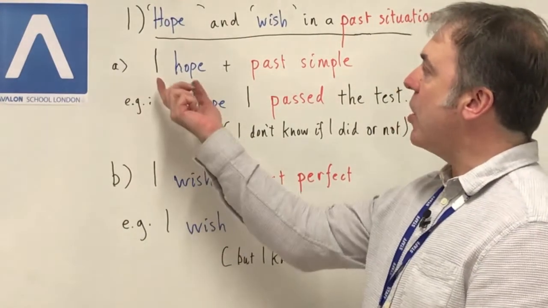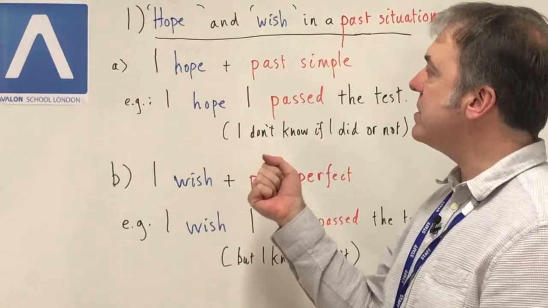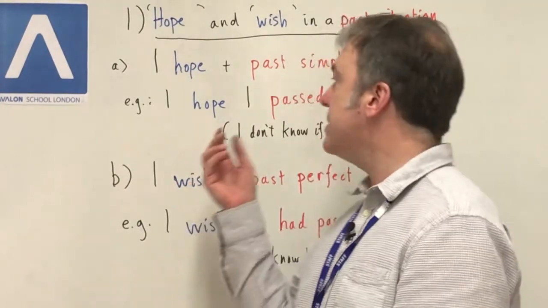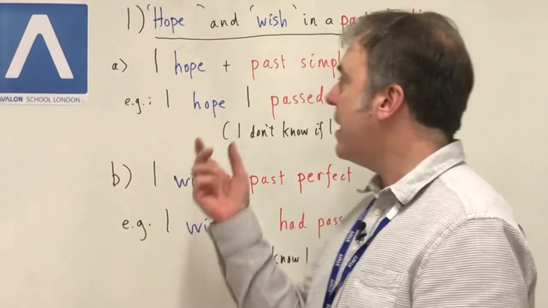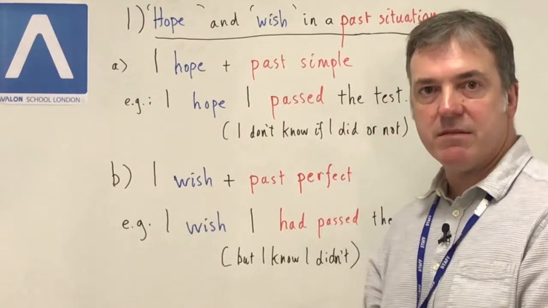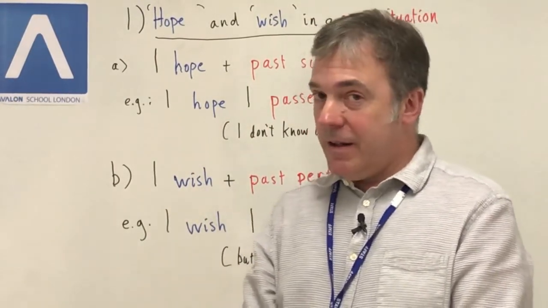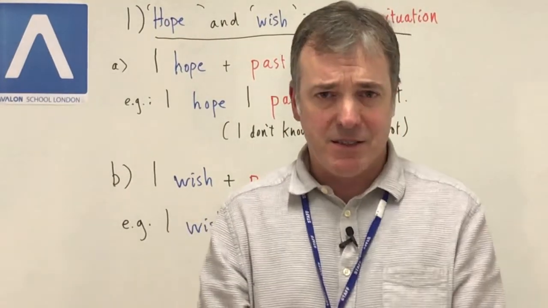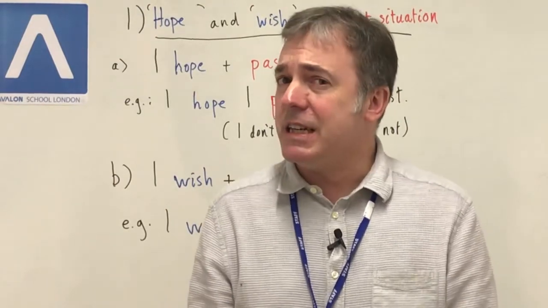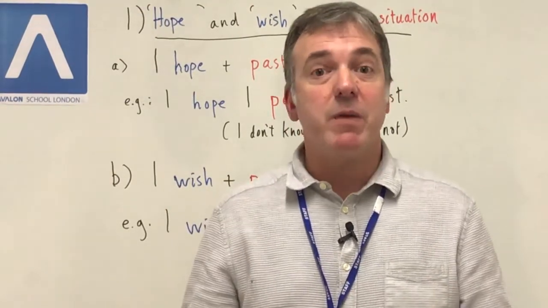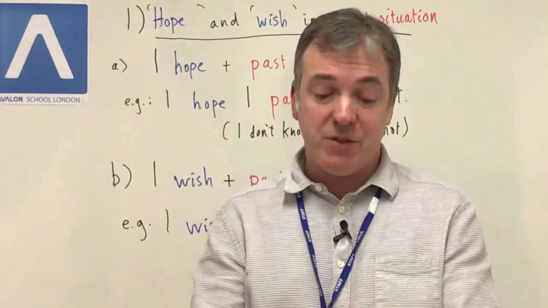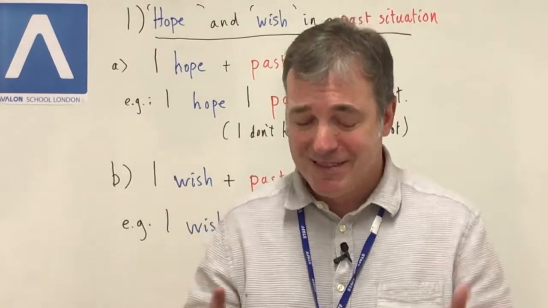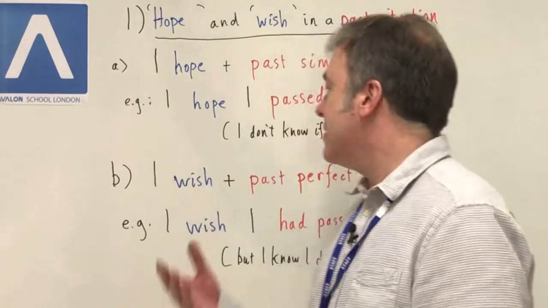So the structure here is hope plus the past simple. So the past simple of pass, to pass a test, opposite of fail, is passed. I hope I passed the test. Now, if we know that we did terribly in the test, so maybe we haven't got our marks yet, but we know we failed, or maybe we have got our marks and we are 100% sure that we failed the test, then we would use a different structure.